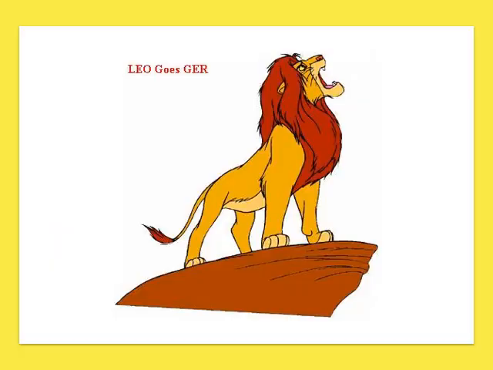The way I remember is LEO goes grr. LEO being lion, right? So lose electrons, oxidation. LEO, lose electrons, oxidation. Gain electrons, reduction. Grr.